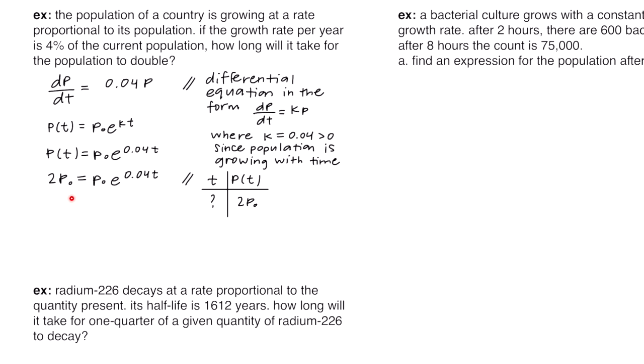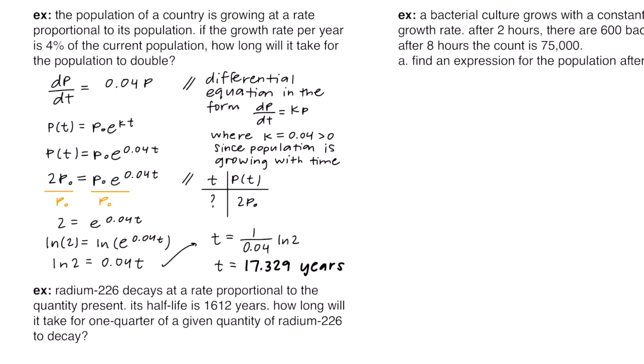So at this point, to solve for t, we're going to divide both sides by P naught. And then what will happen is the P naughts will cancel on both sides of the equation. At this point, we're going to take the natural log of both sides. And then over here, this is just going to equal 0.04t. And then finally, we just divide both sides by 0.04. So we end up getting that it's going to take 17.329 years for the population to double.